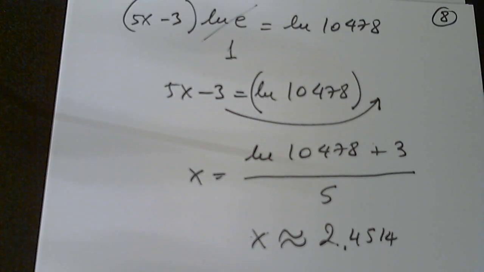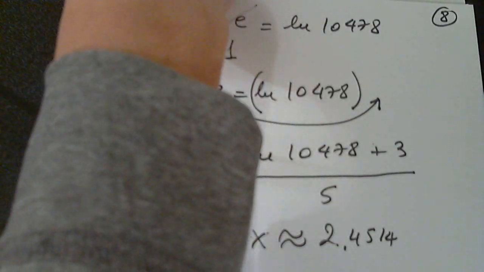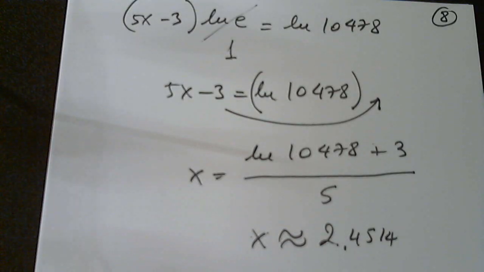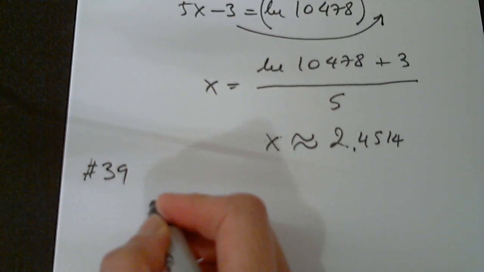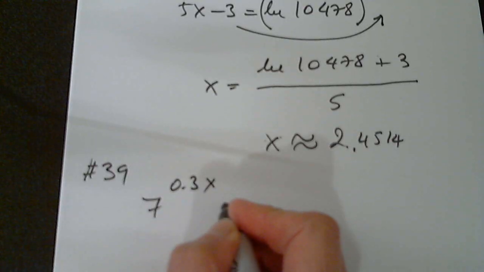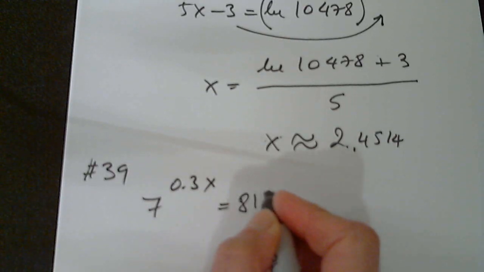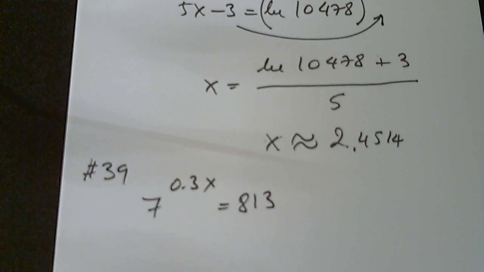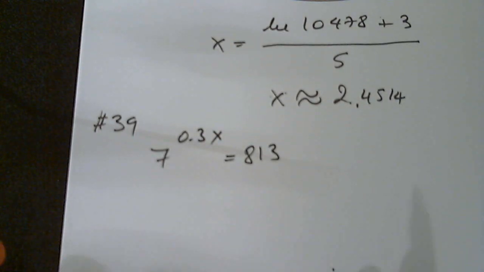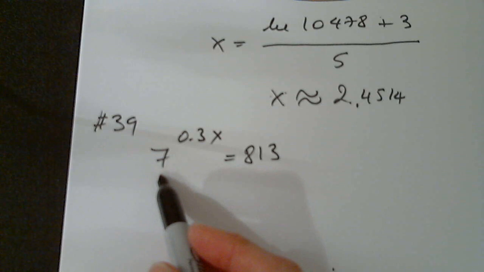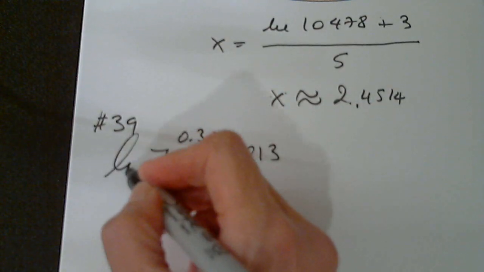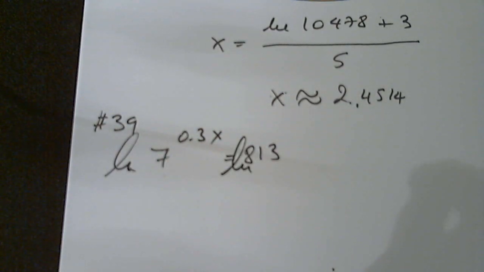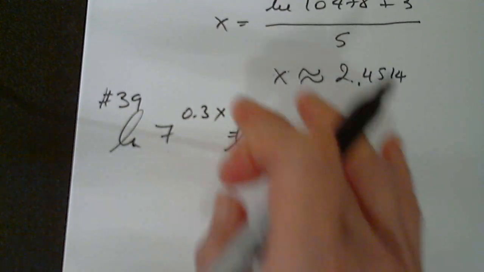Well, let's also look at 39 before we look at 41. So in 39, we do have 7 raised to 0.3x equals 813. Okay. So it doesn't matter what you want to apply here because the base is 7. Natural log will do the same thing. Common log will do the same thing. So it's easier to write ln versus log. So I prefer natural log.